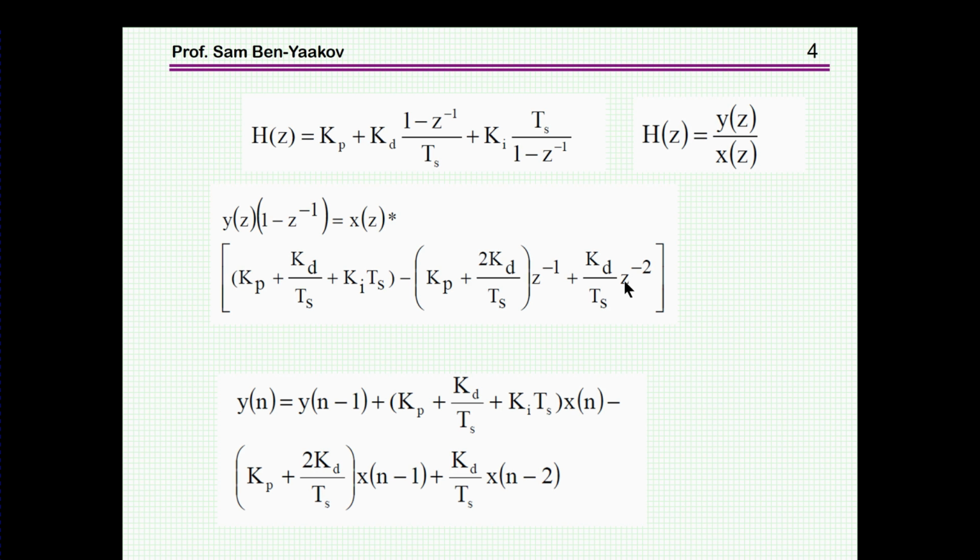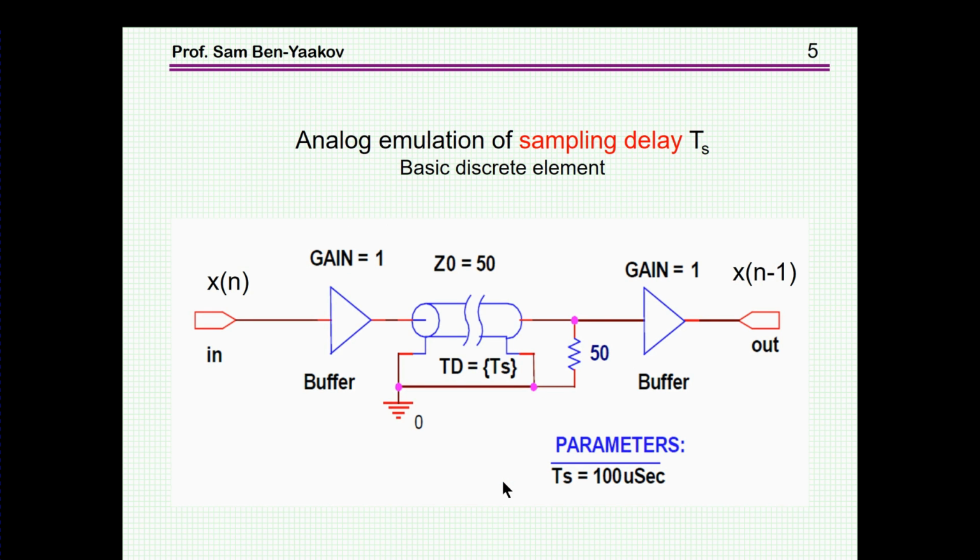Okay? Now we can translate this Z domain into the difference equation, where n minus 1 denotes the previous sample. So now we have the present value of y equal to the previously sampled value, plus a constant times the present input, and then another constant times the previous input, and then another constant times the sample 2 steps before. The key to simulating the PID controller is actually the delay.